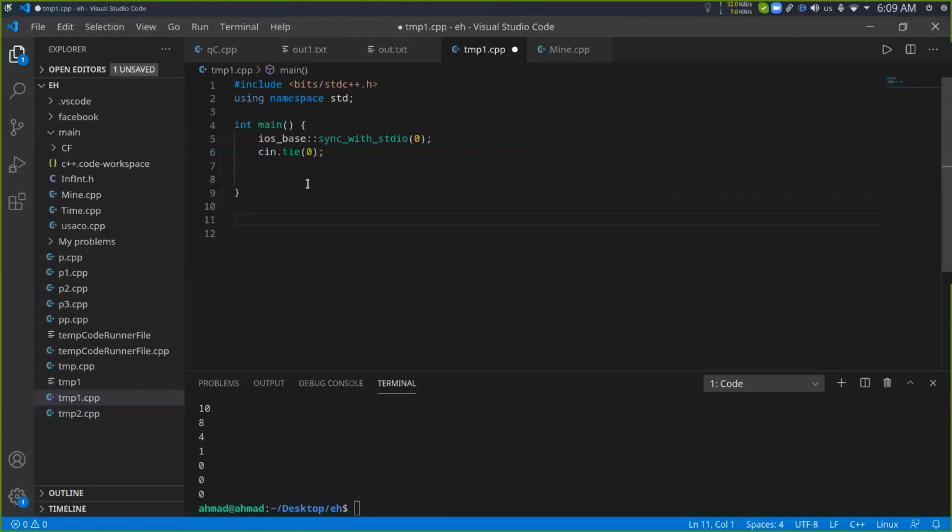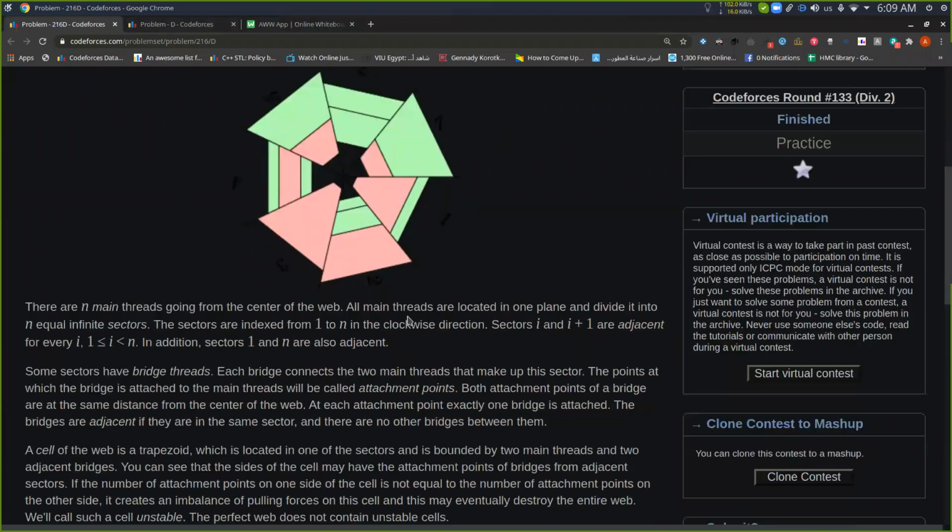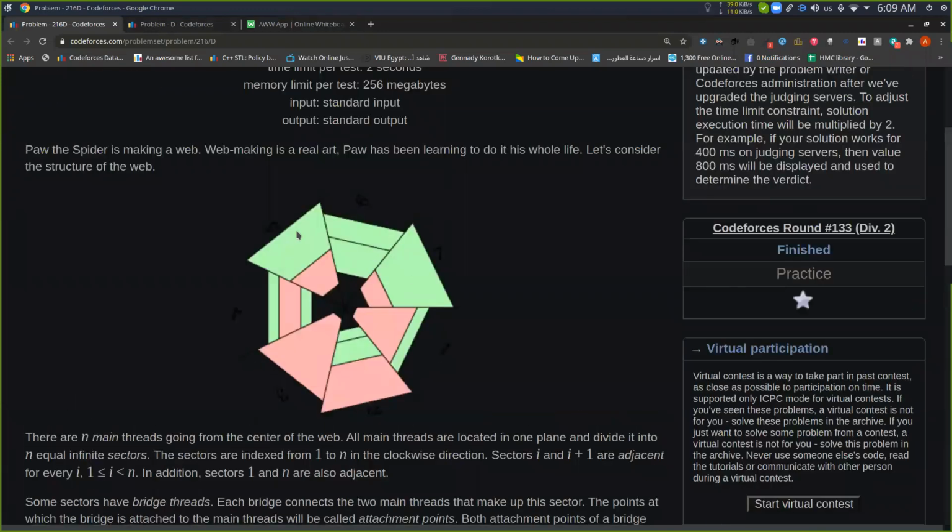What's the color coding over there? What do the green and pink signify? The green is a stable cell and red is an unstable cell. Let's look at this cell at sector number 3. It's colored red, so it's unstable, because the number of left bridges touching it is 4 and the number of right bridges touching it is 3. They are not equal, so it's unstable. But if you see sector one, the first cell is pink, right?